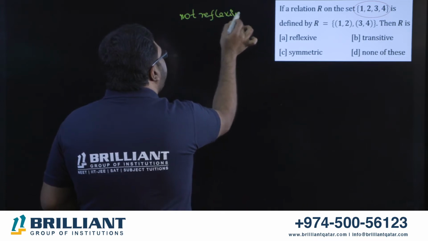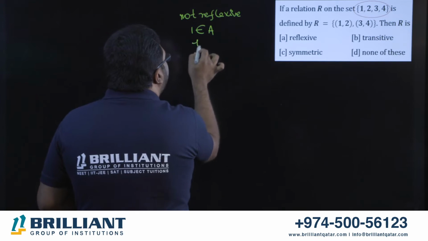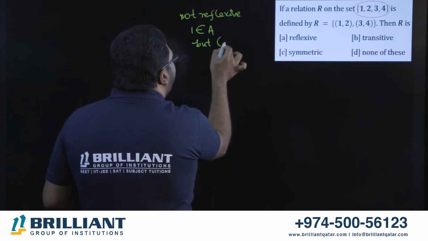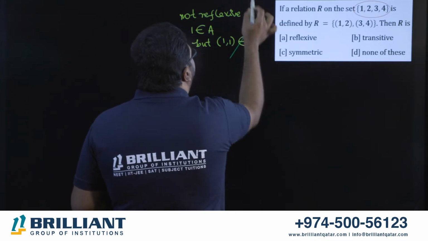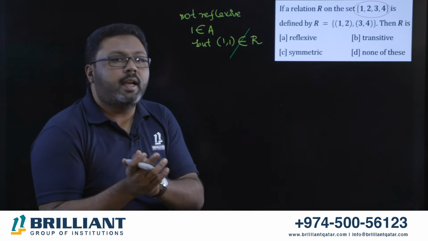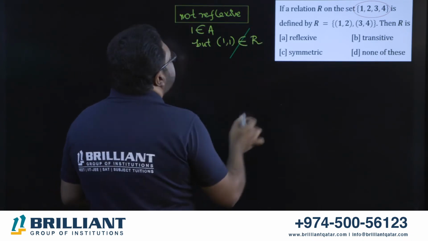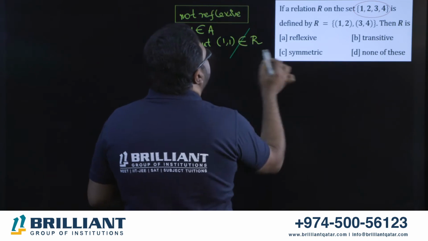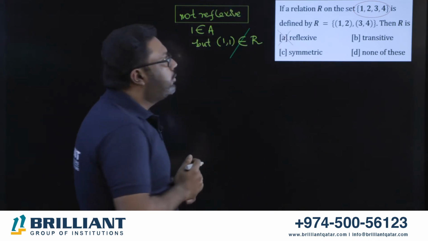If I take an element 1, which belongs to my set A, but the ordered pair 1, 1, the reflexive pair, does not belong to R, so I can say that it is not reflexive. Is it clear, everybody? So I will reject option A, which says it is reflexive.